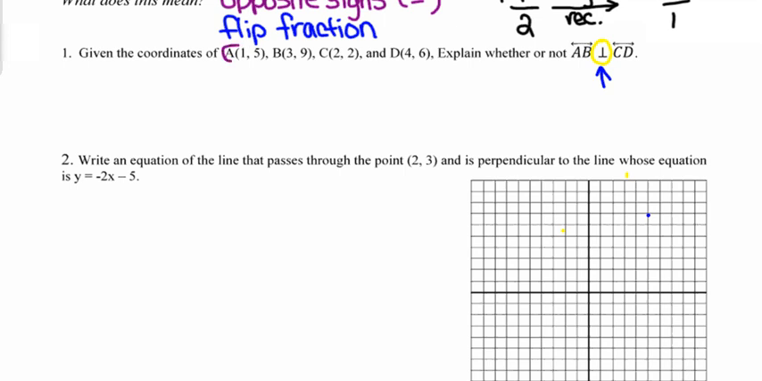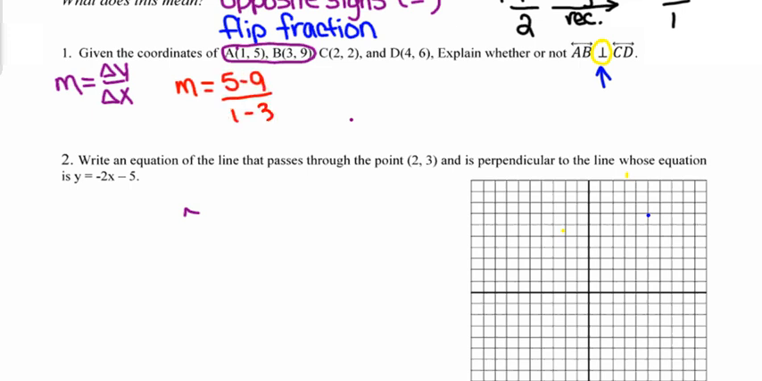So I'm going to start by finding the slope of line AB. So slope, remember, is either y2 minus y1 over x2 minus x1, or change in y over change in x. So I've got a slope of 5 subtract 9 over 1 subtract 3. And I'm going to grab my graphing calculator, and type the fraction whose numerator is 5 subtract 9 and whose denominator is 1 subtract 3. And when I do that, my graphing calculator tells me that that line has a slope of 2.